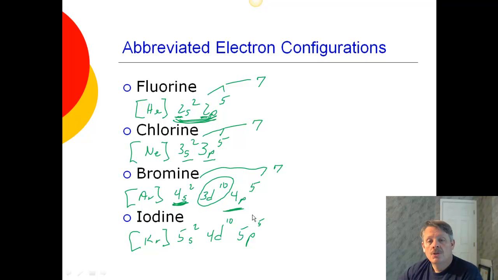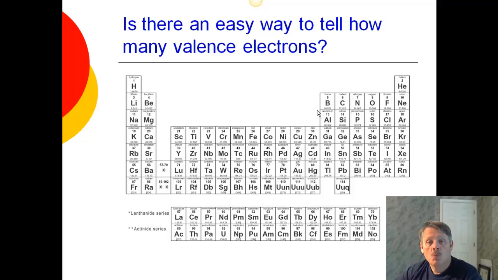So you'll notice all of these, which are in the same group, the same column, the same family, all called the halogens, they all have 7 electrons in their outermost shell. That's why they all react the same way. So is there an easy way to tell how many valence electrons they have?